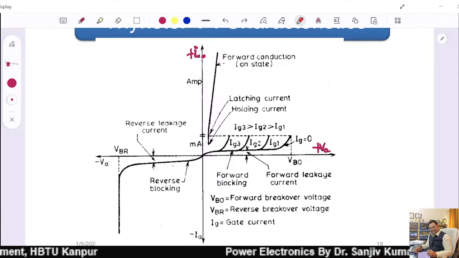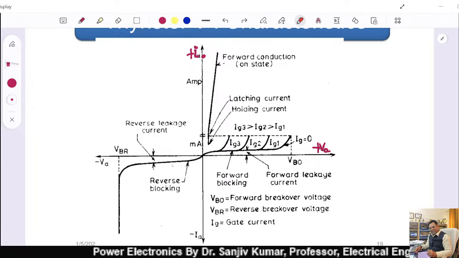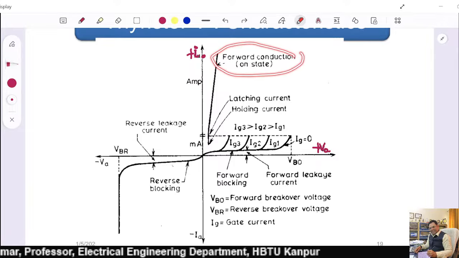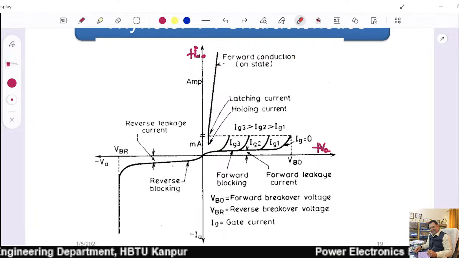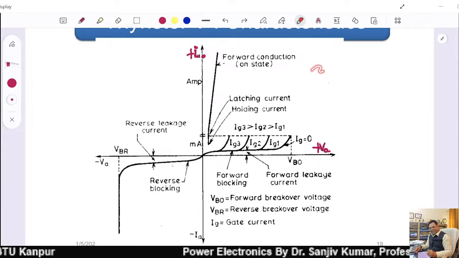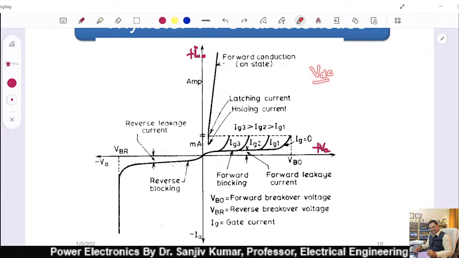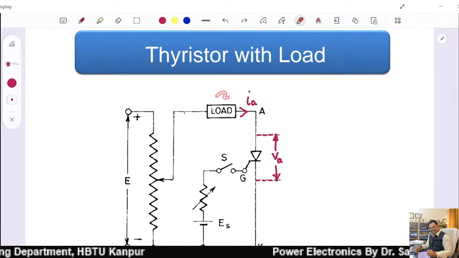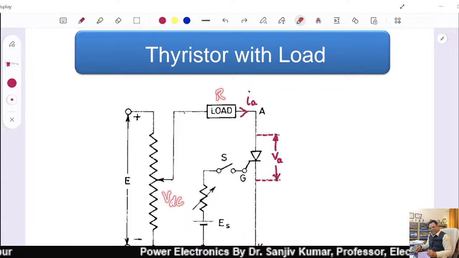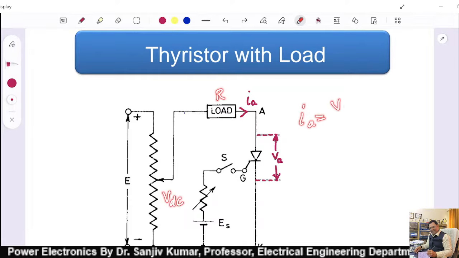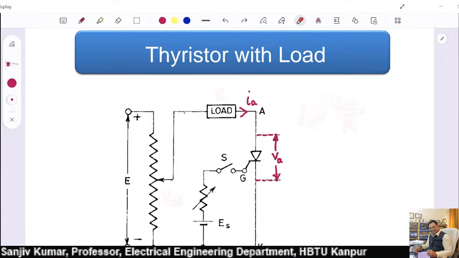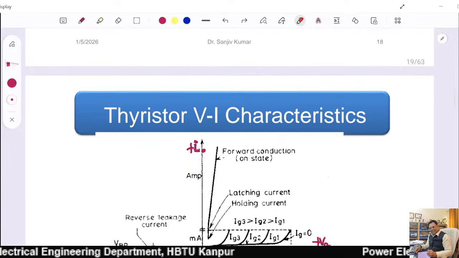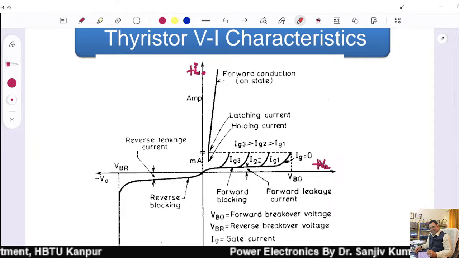And the third state is when it is in forward conduction state. This forward conduction state means thyristor is turned on. The current flowing through this is VDC by R, means VDC you have applied the voltage and R is the load resistance. So that much current is flowing. If it is R and this is VDC, then during on state IA would be VDC by R, right? That will be the flow of current, that is known as on state.